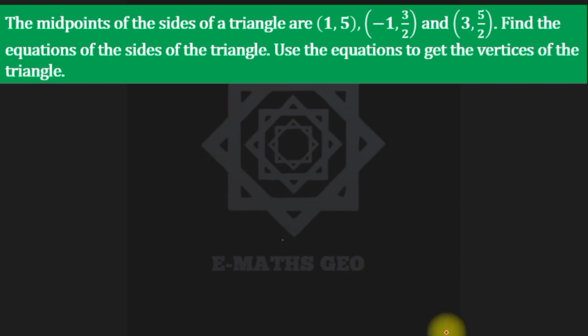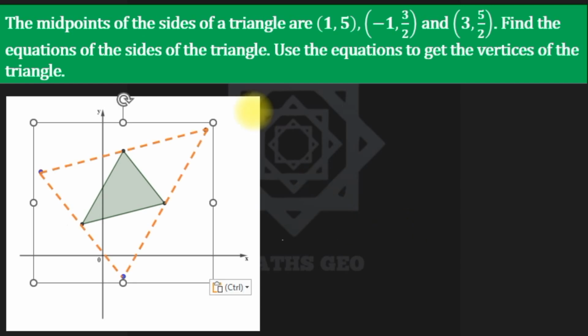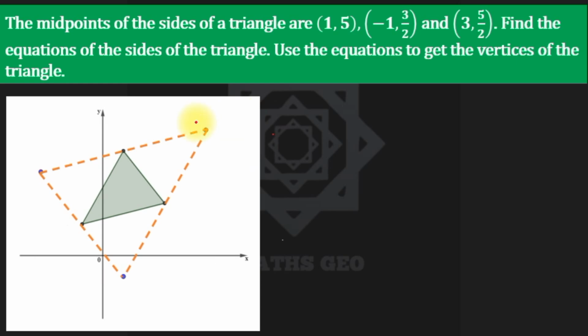So first of all, let's draw a neat diagram. Okay, this is the diagram. As you can see, these are the midpoints of the sides of the triangle, while these ones are the vertices of the triangle. So let's complete the triangle. Okay, so this is the complete triangle.